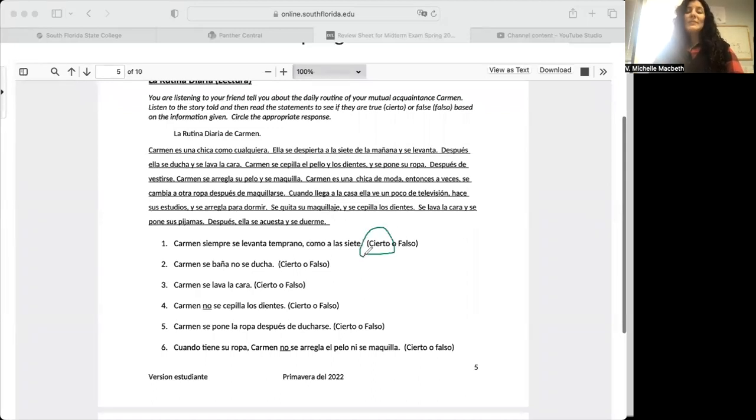Carmen se baña, no se ducha. So it's asking, does Carmen bathe or does she shower? Right? But it says right here, ella se ducha. So we know that one has to be falso.